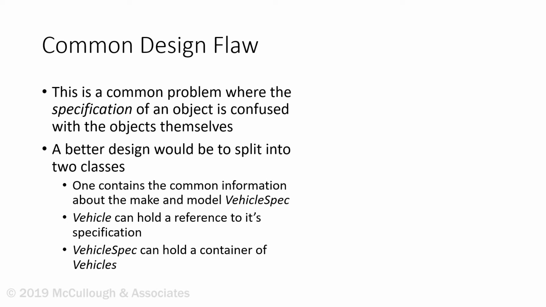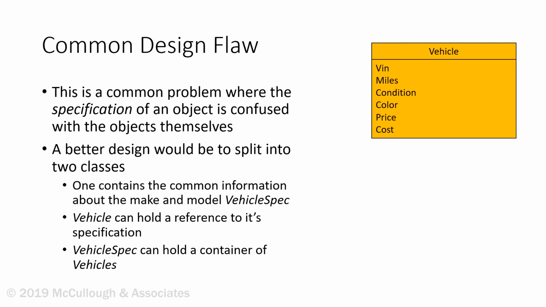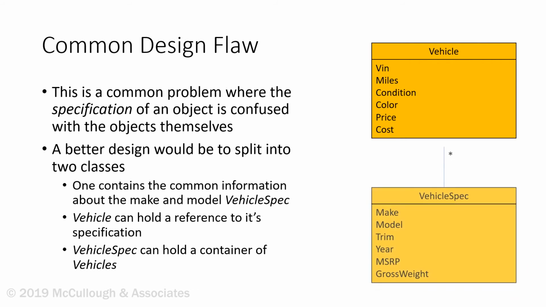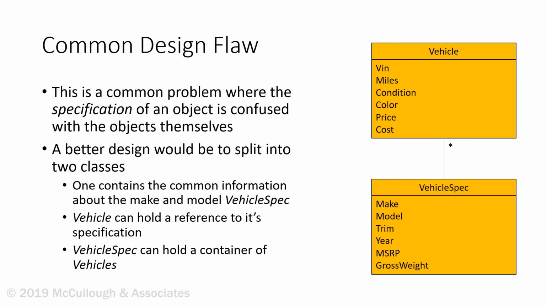This is a very common design flaw, where the specification of a category of objects is confused with the data of the objects themselves. A better design would split this into two classes. One class would contain the common information about make and model. The other class would contain information about a specific used vehicle. So in this case, we're going to split this up and have a class called vehicle, which eliminates those common fields and just has the specific values. We're also going to have another class called vehicle spec, which contains the common information: make, model, trim, year.